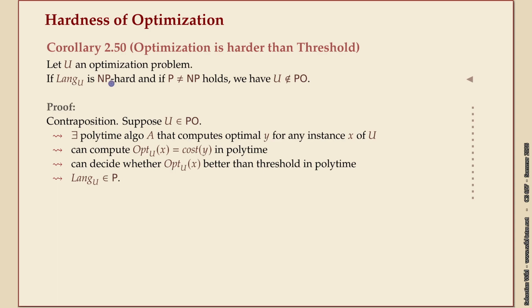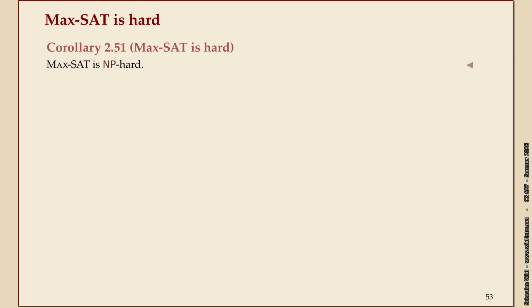But if the language is NP-hard and is in P, that means P equals NP, which is a contradiction to our assumption. That's what we had this one for all for one lemma for earlier in this unit. So that means the threshold language of U cannot be NP-hard. That's a contradiction, so U cannot have been in PO. Okay? So it just means that if the threshold language is NP-hard, the optimization problem will not be efficiently solvable. It's one of the easy directions in the table.